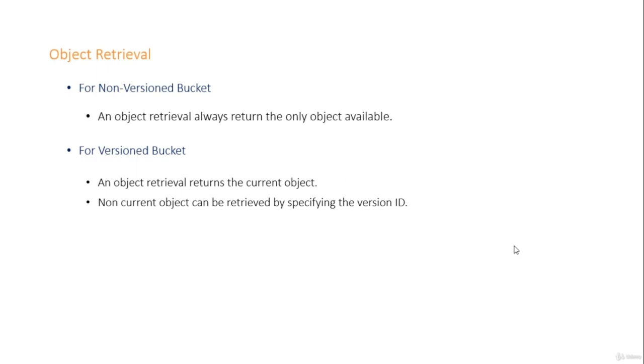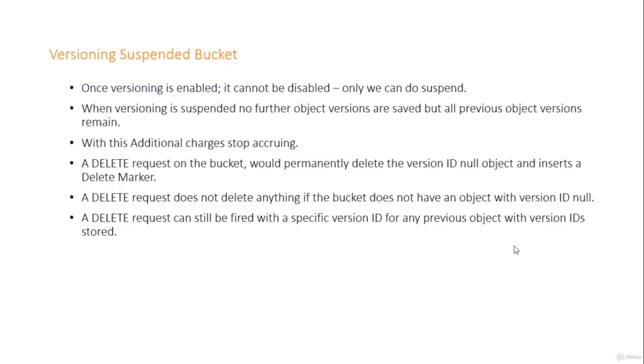Object retrieval. For a non-versioned bucket, an object retrieval always returns the only object available. And for a versioned bucket, an object retrieval returns the current object, and a non-current object can be retrieved by specifying the version ID. Versioning suspended bucket. Versioning can be suspended to stop new versions of the same object occurring in a bucket. Existing objects in the bucket do not change, and only future request behavior changes.